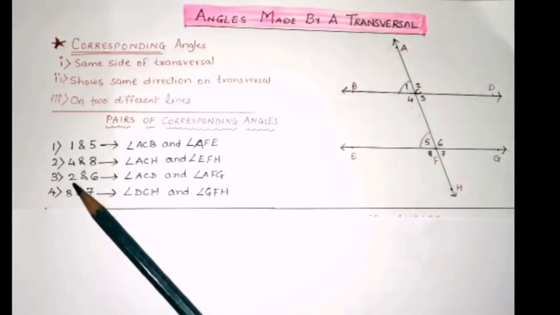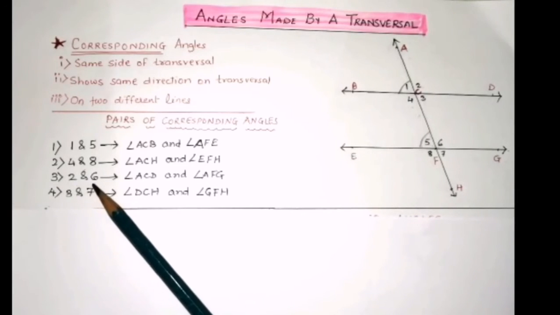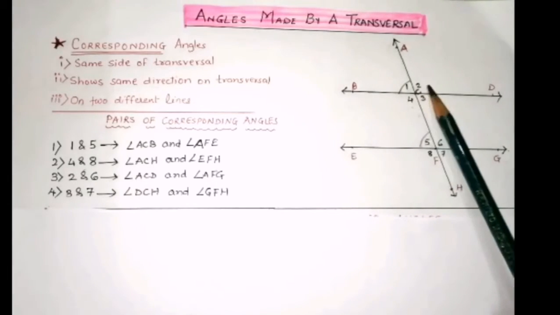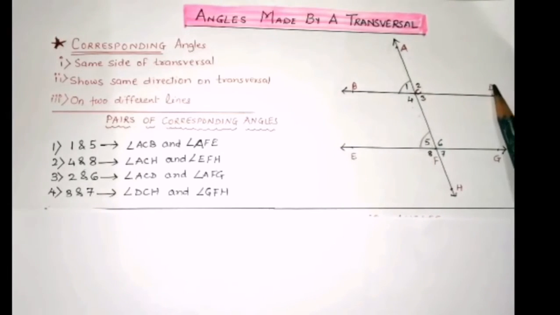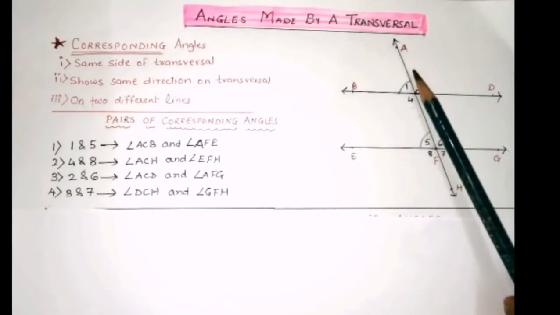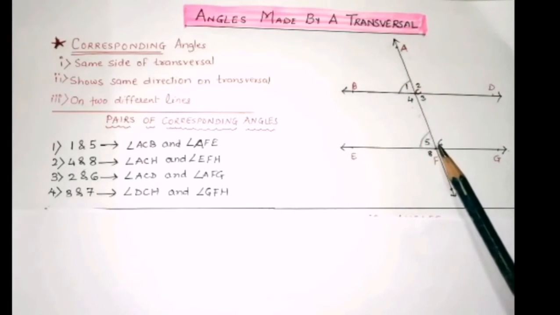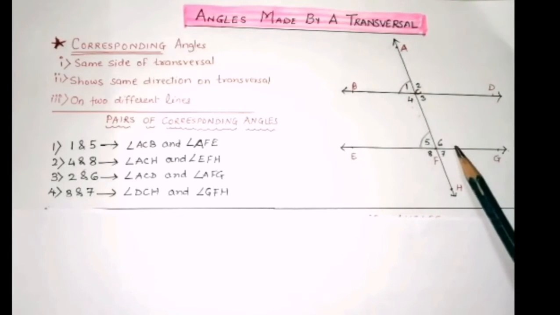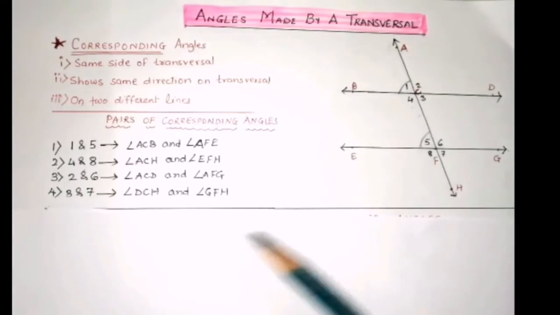Third pair is angle number 2 and 6. They are on the same side of the transversal. Angle 2 shows upward direction. Angle 6 also shows upward direction. And these both are on the different lines. So this is also pair of corresponding angles.